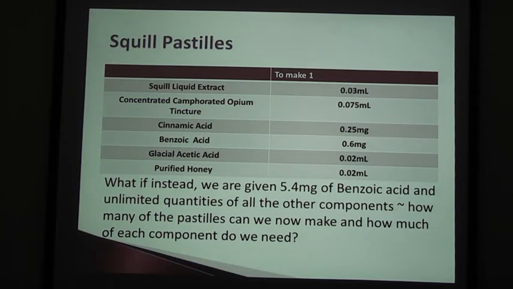Rather than telling you, this is what I've got to make 1 and I want to make 20, we're now saying to you, you've got one of the ingredients, in this case benzoic acid, 5.4 milligrams. So the implication is that you're going to use up all 5.4 milligrams of benzoic acid. If that's how much of that ingredient you're using, how much are you going to use of everything else, and how many pastils can you now make?